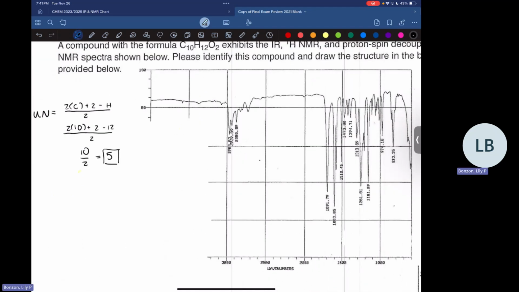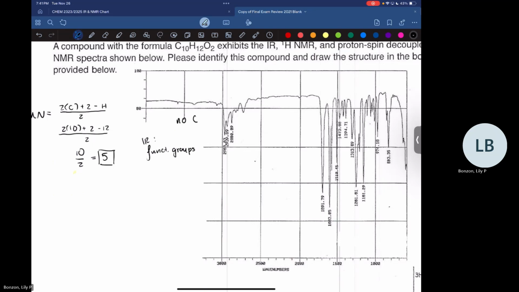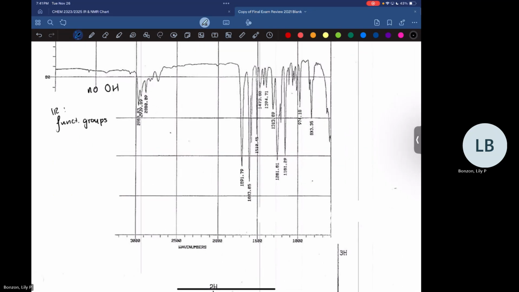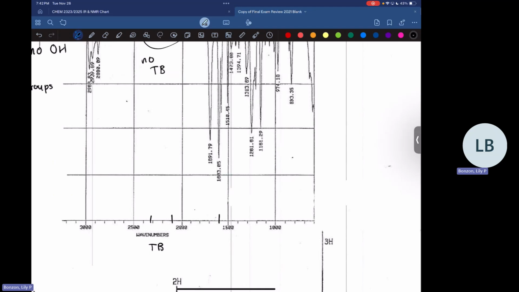In the IR that we have, IR is going to tell us functional groups. So we do not have a broad OH peak here, so we know that we don't have an OH. The 2100 to 2300 would be our triple bond region. We don't see anything here, so there's not going to be a triple bond. Our 1600 to 1800 is going to be our double bond region, and we do see a couple of peaks here.